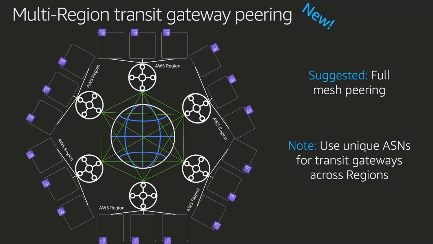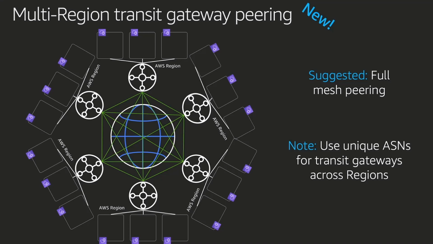Now, one of the things you do need to consider here is that when you're connecting transit gateways together, we're basically using peering as a static mechanism to connect transit gateways together. So you basically determine how the routing works and that sort of thing. But we do also ask that you configure unique ASNs or autonomous system numbers for each transit gateway when you're creating the transit gateway.